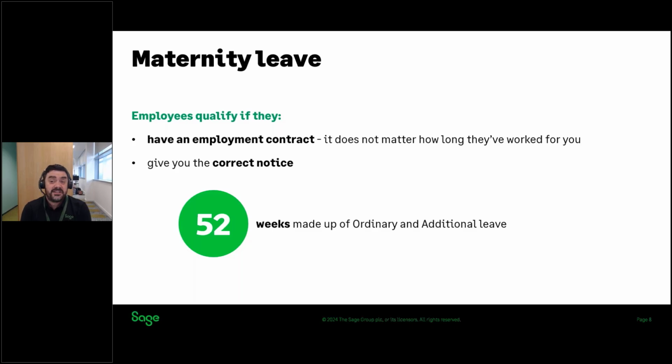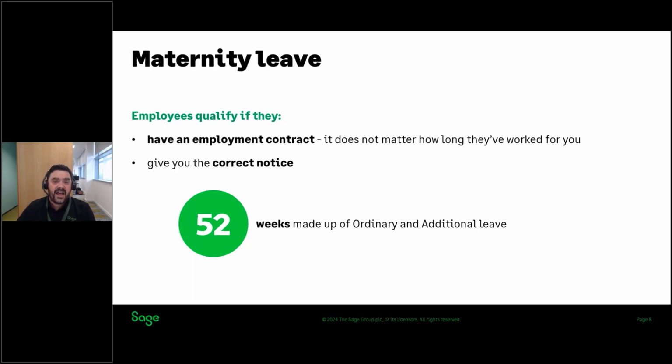The entitlement to statutory maternity leave is 52 weeks. Technically that's made up of 26 weeks of ordinary leave and 26 weeks of additional maternity leave. The employee doesn't have to take that full year off work, but they must take at least 2 weeks leave after the baby is born, or at least 4 weeks leave if they are a factory worker. So that's the leave. Pretty much everyone gets that one. That's your day one right.